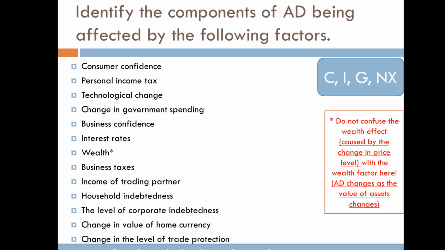So if you reverse that to your country, the exports in your country are getting higher. If that's the case, then your NX will go up. So AD will shift to the right. Okay, so that's one. But what about this?